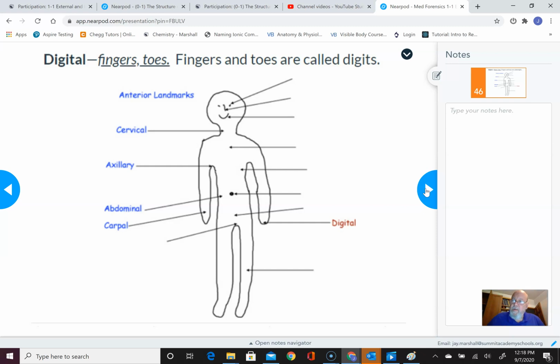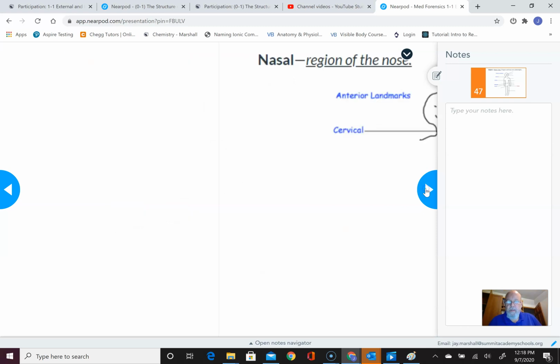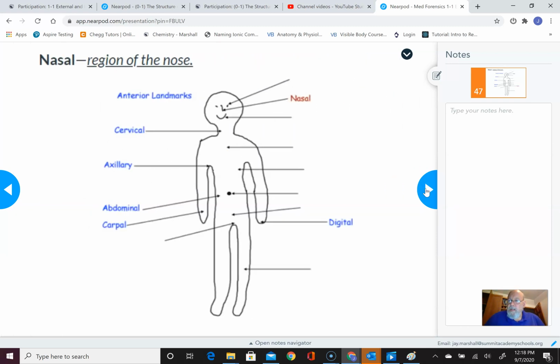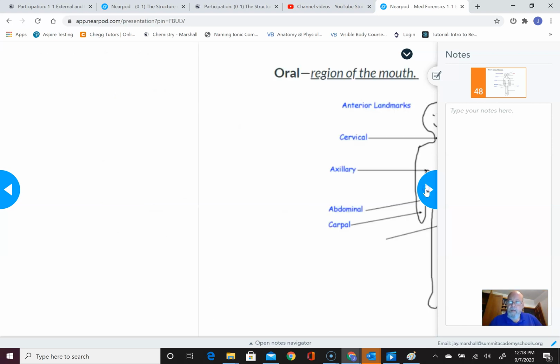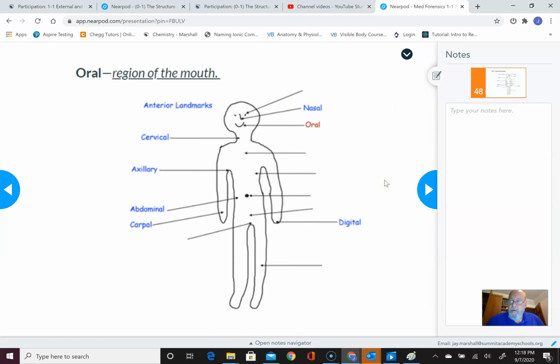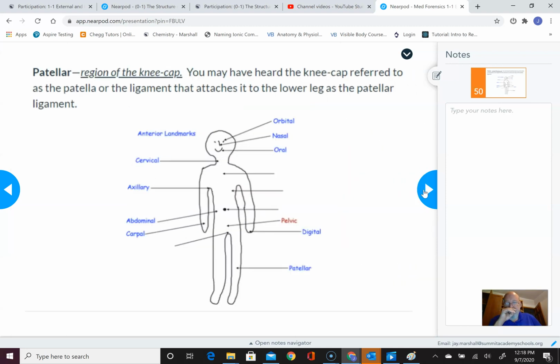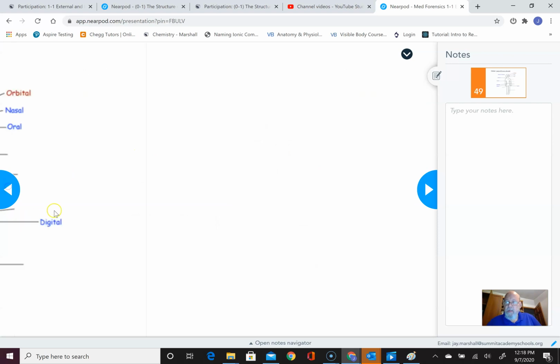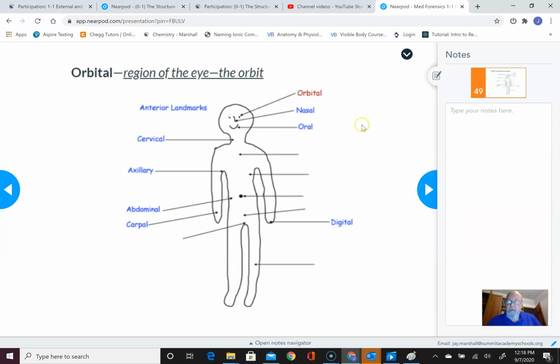You're also aware that digital refers to fingers and toes, so place an arrow to your fingers on one of the hands and say that that's the digital region. Your fingers and toes are called your digits. Nasal, obviously the region of the nose. Keep placing these on the diagrams. Oral, the region in the mouth. So we missed one. The orbit, the orbital region. Your eye is called your orbit, so this is the orbital region.